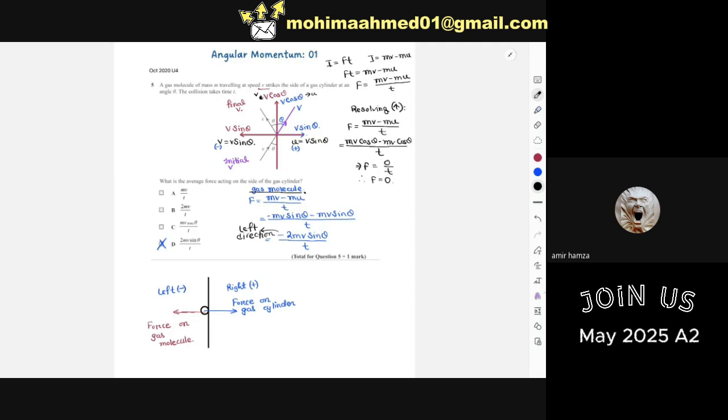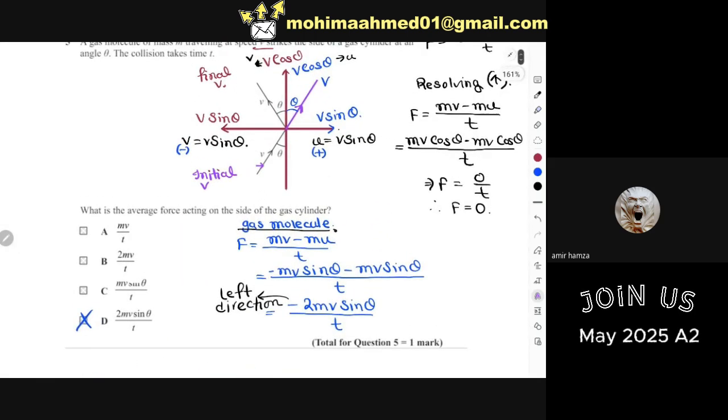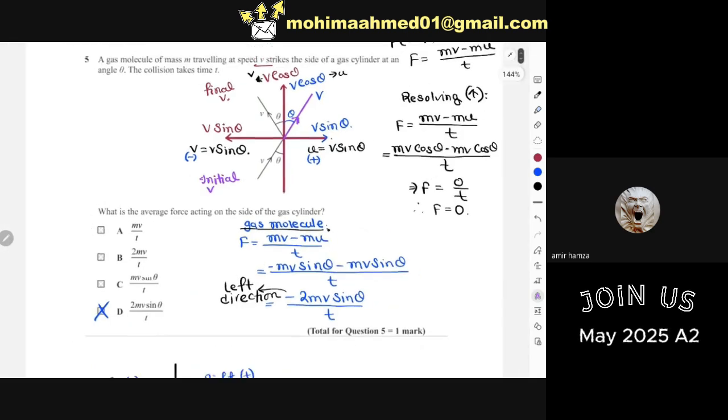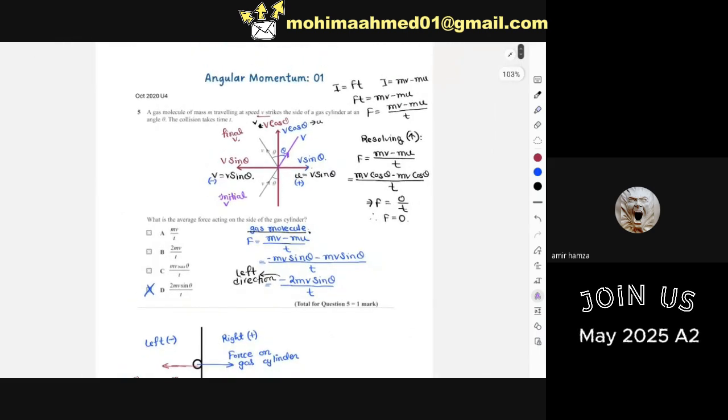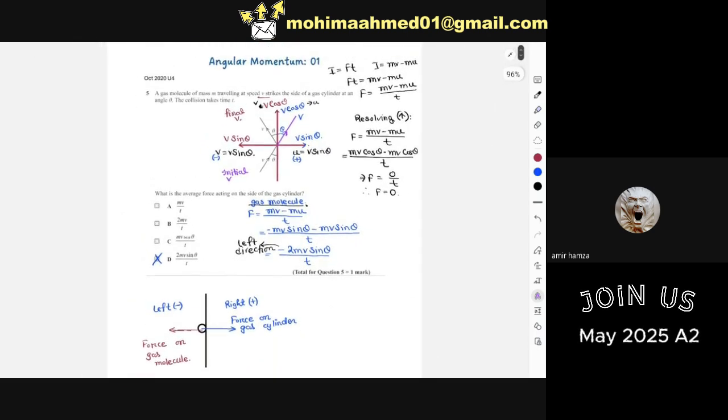Oh, because the object was traveling with the same speed. Over here, if you remember, mass m traveling at speed v strikes the side of the gas cylinder, right? It never changes the velocity. As you can see in the original diagram, the initial velocity was v and the final velocity was also v. That's why v and v remain the same. They have the same magnitude, only different directions. Okay, Miss. Thank you.